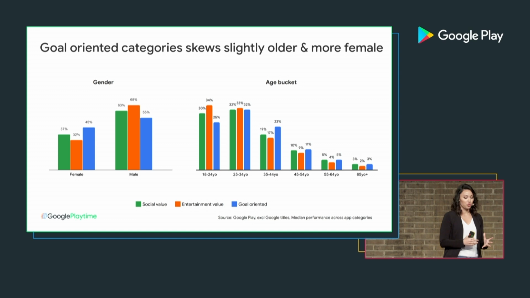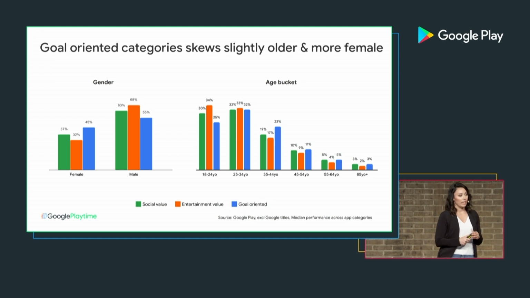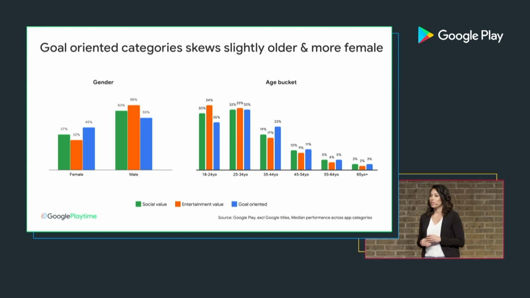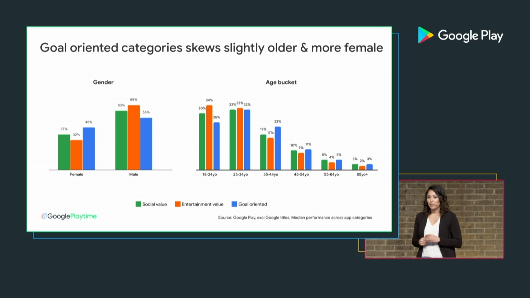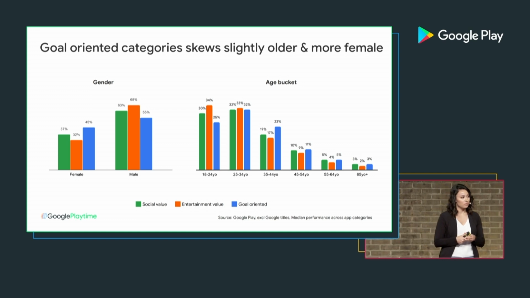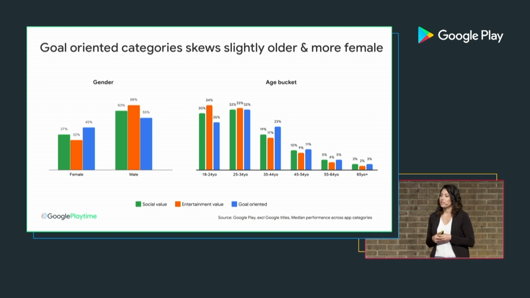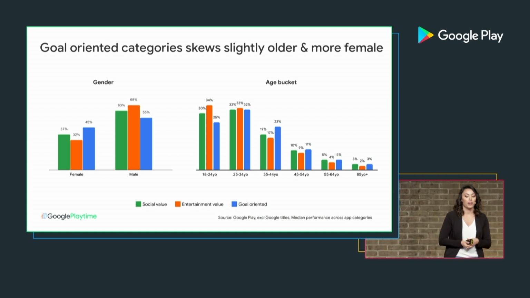Now, across all three of these groupings, we can see some similarities, but let's go through the differences. We see goal-oriented style categories, or the blue bar chart, have the most even distribution across gender. They have 45% of their users being female. But when we look at social value or entertainment value, which are the green and the orange bars respectively, they both have over 60% of their users being male. We also see goal-oriented has a slightly larger share of older users. They have 42% of their user base being over the age of 34, especially when we compare that to social value and entertainment value categories, with over 60% of their users being under the age of 35.